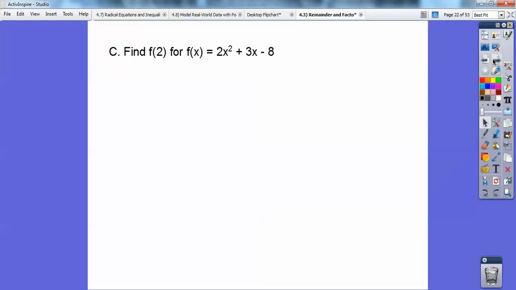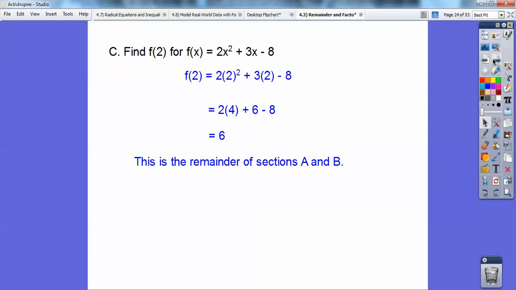Okay, try this, you guys. Plug in f of 2 right there. When you do that, you get a remainder of 6. Notice that's the same as the remainders in sections A and B. They're all the same problems, just different ways to do it, you guys.